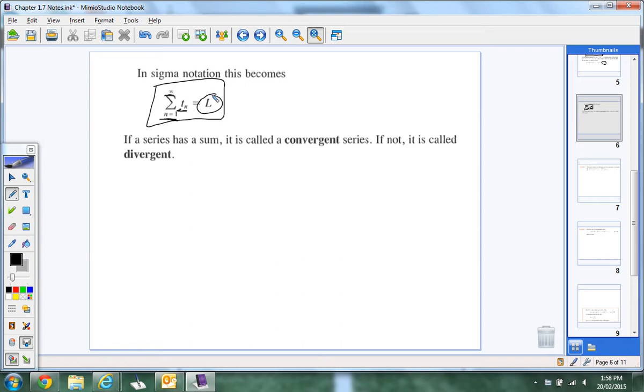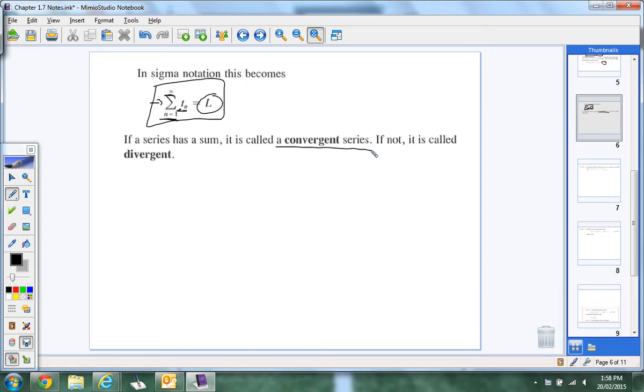You use sigma notation for sums. This right here means to find the sum. If a series has a sum, it's called a convergent series. So if it has a sum, it's convergent.